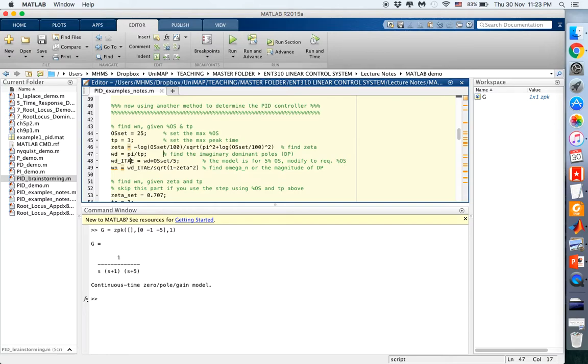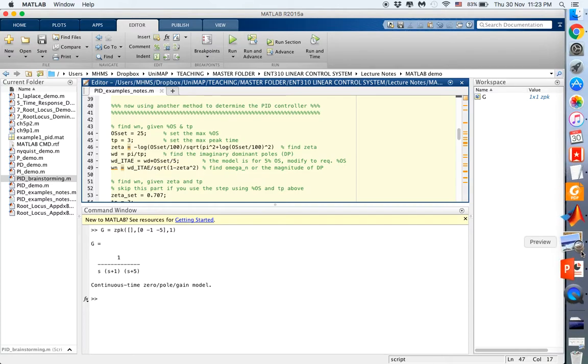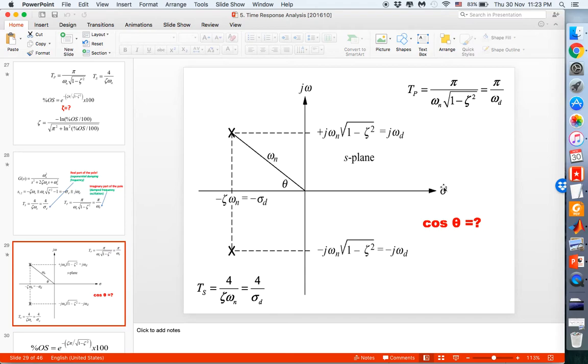And then for the omega d ITAE, we have 25% overshoot, but in the ITAE model it is given as 5% overshoot. Let's say we divide it by 5 for the omega d ITAE, and next we can find the omega n from the equation. We can find the omega n with this equation.